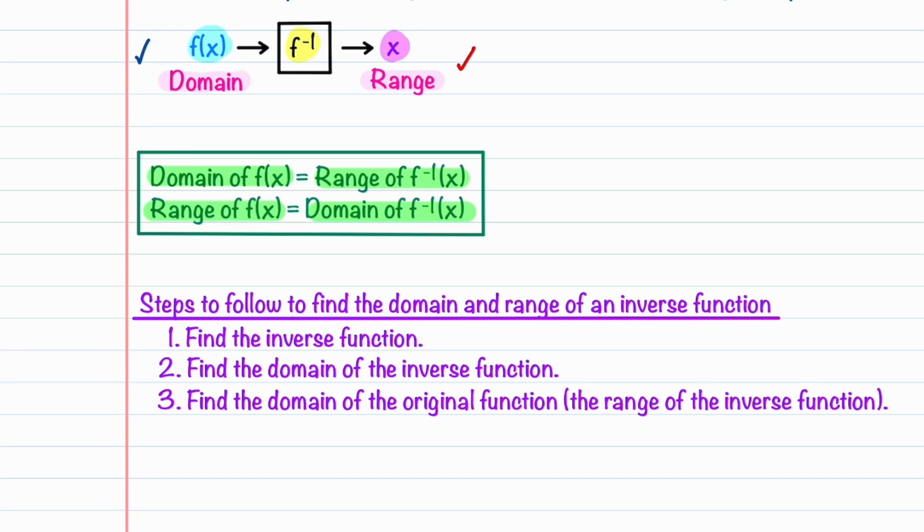Now that we understand how the domain and range of f and f inverse are related, here are some steps that we can follow to find them when we're actually doing a problem. In each problem, we're going to be given a function f of x. The first thing we need to do is find the inverse function. Once we find the inverse function, we're going to be able to find the domain of the inverse function. And then the third step is we're going to find the domain of the original function, because that is the range of the inverse function. Let's now go through some examples so you can see exactly how this works.